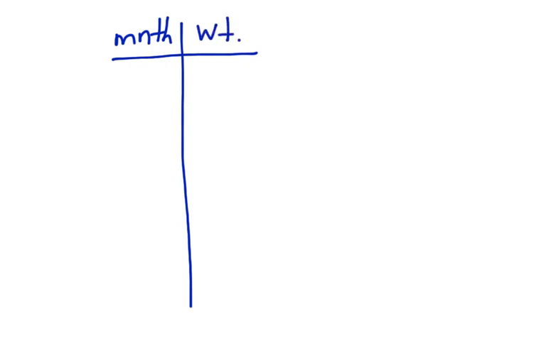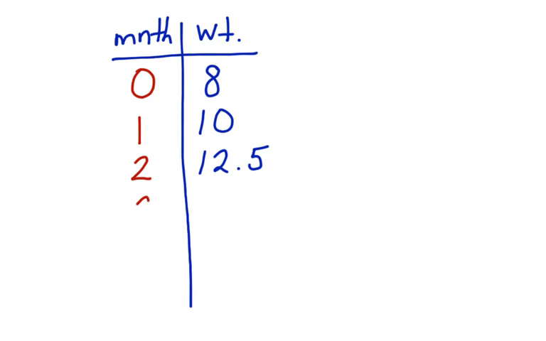So when the baby was 0 months old, he weighed 8 pounds. At his 1-month checkup, he weighed 10 pounds. At his 2-month checkup, he weighed 12.5 pounds. At his 3-month checkup, he weighed 15 pounds. And the question is, can we predict what he will weigh at his 4th-month checkup?